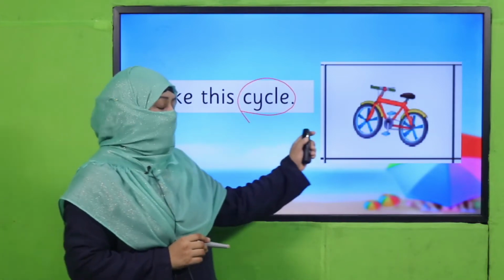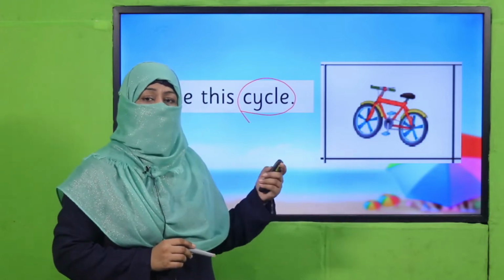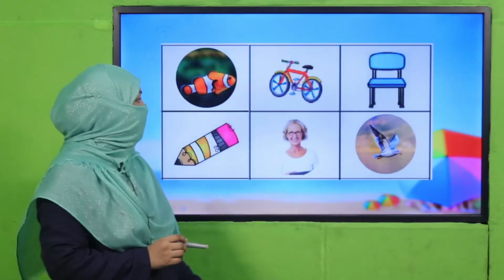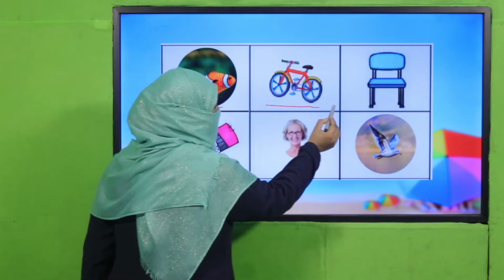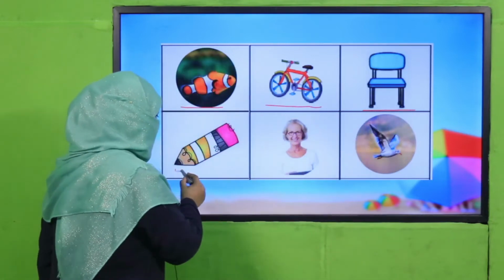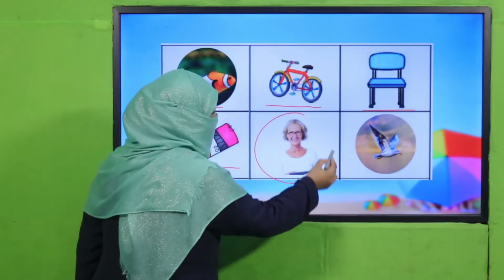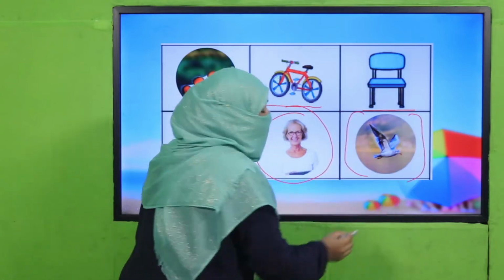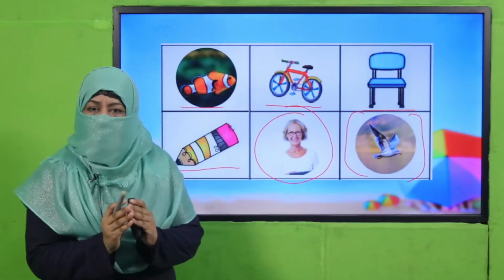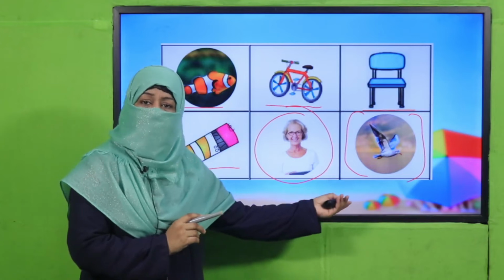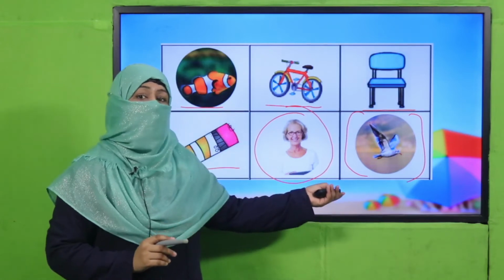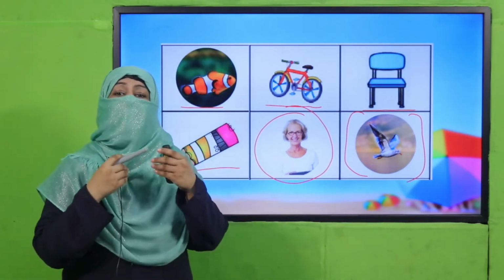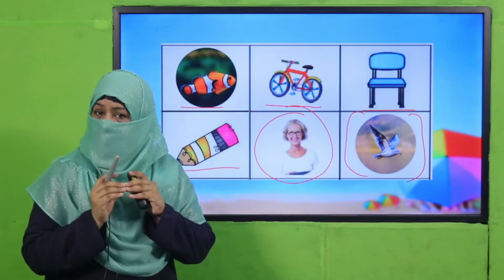So whenever we look at the picture, we can name it. Whenever we find a naming word, it's a fish, this is a cycle, it is a blue chair, this is a beautiful pencil, the lady is smiling, the bird is flying. You see, we look at the picture, we name what the picture is, and then we say a sentence. This we have already practiced.